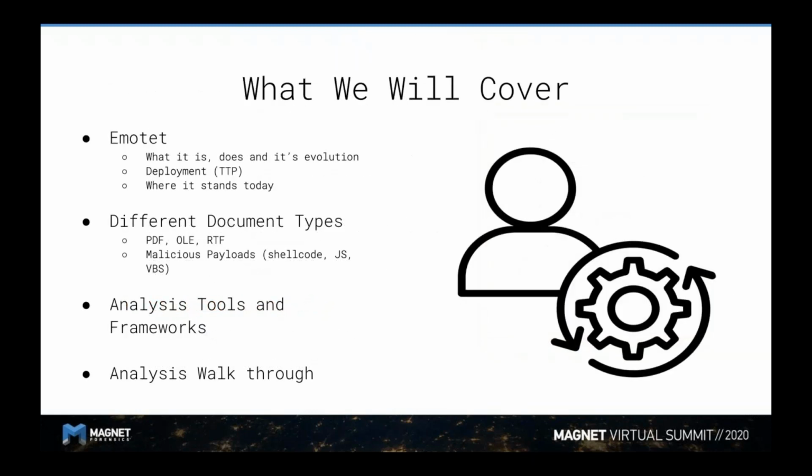All right, so what we're going to cover, we're going to talk a little bit briefly about what Emotet is, what it does, and some of its TTPs. And then before we get into the analysis portion, which is the bulk of this presentation, we're going to talk about what makes up some different parts of different documents. So we're going to talk about PDFs, OLE format documents, Microsoft documents, and RTF, rich text format documents. You'll see some examples of some malicious payloads. So there'll be some examples for how to deobfuscate and analyze shellcode, as well as JavaScript and VBScript, as well as locating downloaders and droppers.